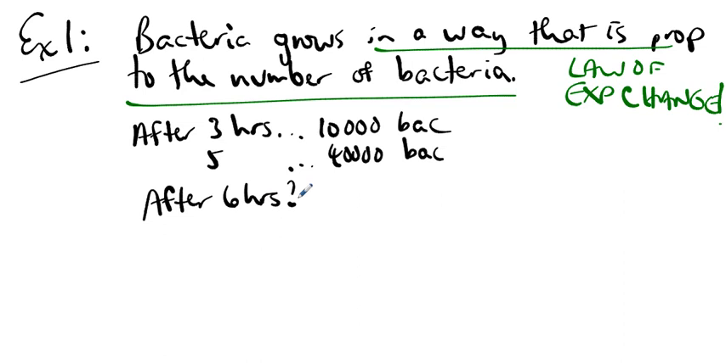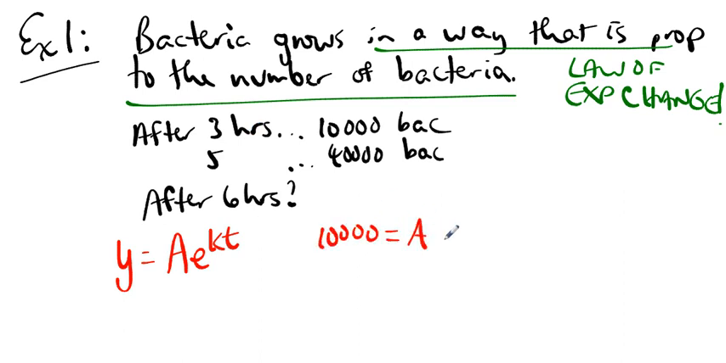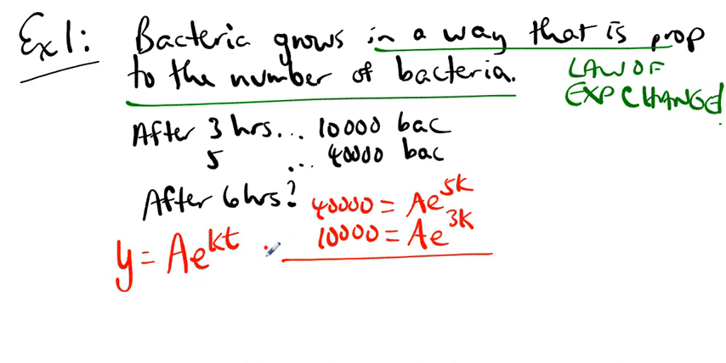Well, that's doable. That's very doable, in fact, because we know that the law of exponential change applies, and so we know that this equation applies. So after 3 hours, there are 10,000 bacteria. And after 5 hours, there are 40,000 bacteria. Right? So what am I going to do with those two equations? Let's divide. And if we divide, that's 4. The a's drop out. We get e to the 2k.